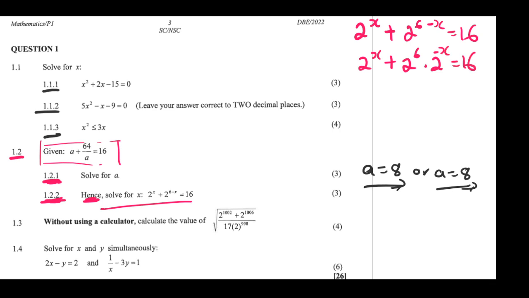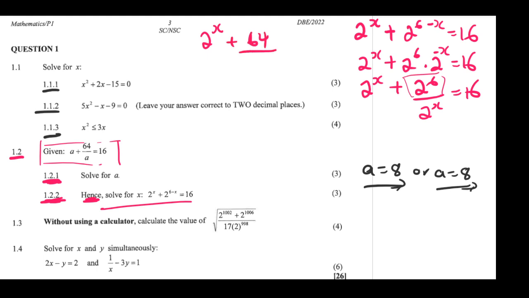And the first thing you're going to do here is write it in the correct form: 2 to the power of 6 over 2 to the power of x equals 16. If you check, clearly 2 to the power of 6 will give you 64, right? If you write it differently again, you're going to say 2 to the power of x plus 64 over 2 to the power of x equals 16, right?